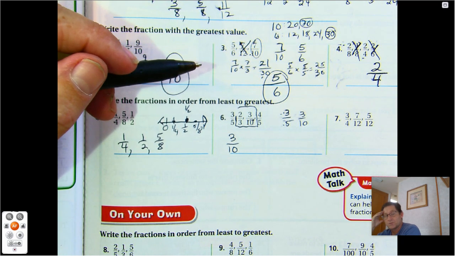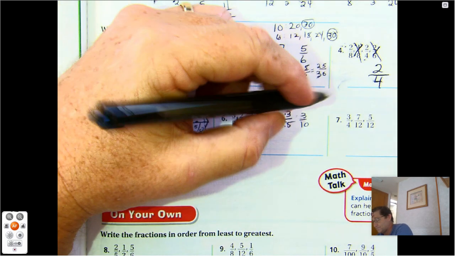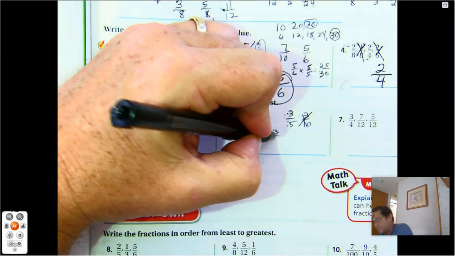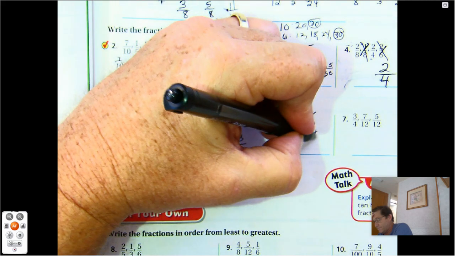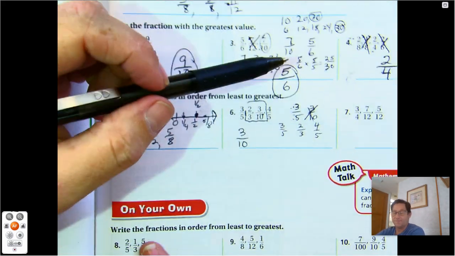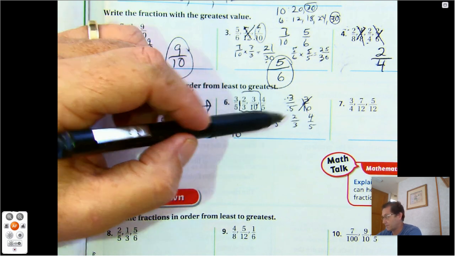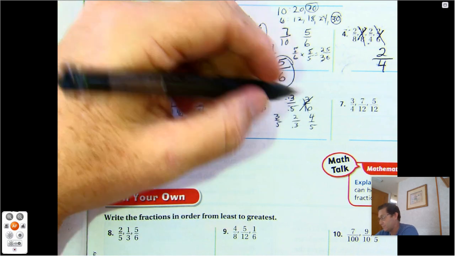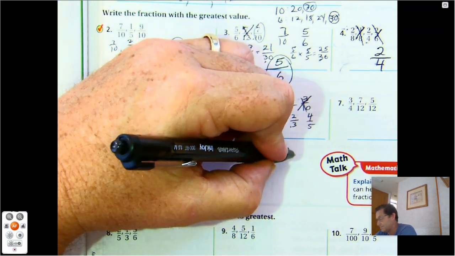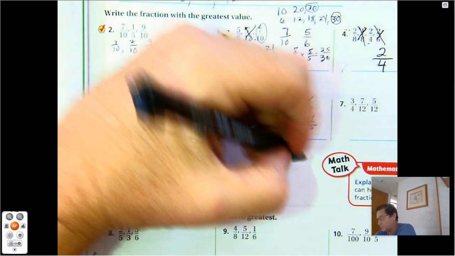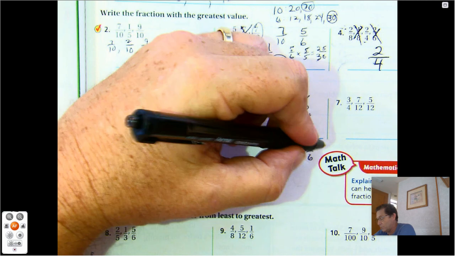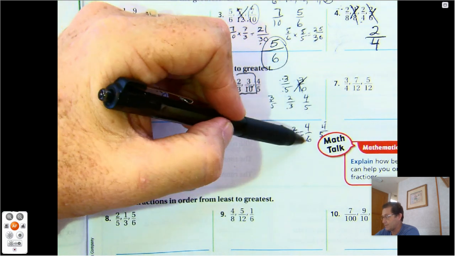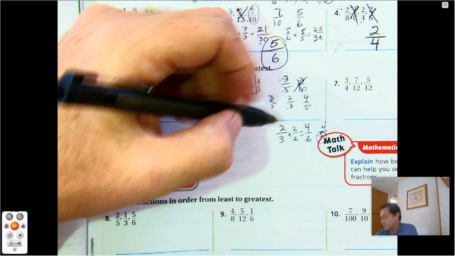So we have 3/5, 2/3, 4/5. Well, we know that 4/5 is bigger than 3/5. So is 2/3 smaller than 4/5? Well, we can find common numerators by multiplying 2/3 by 2, and we get 4/6 compared to 4/5. So if the numerators are the same, we look at the denominator. The 5 is bigger. So 4/5 is our largest fraction.